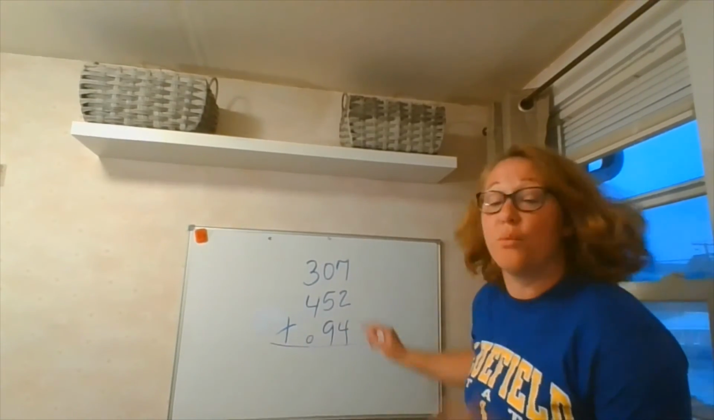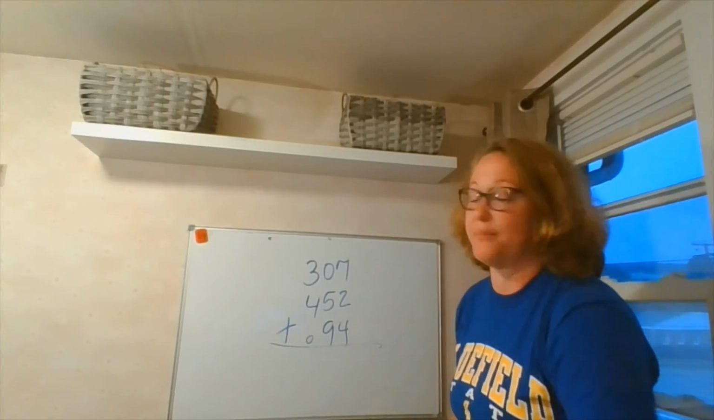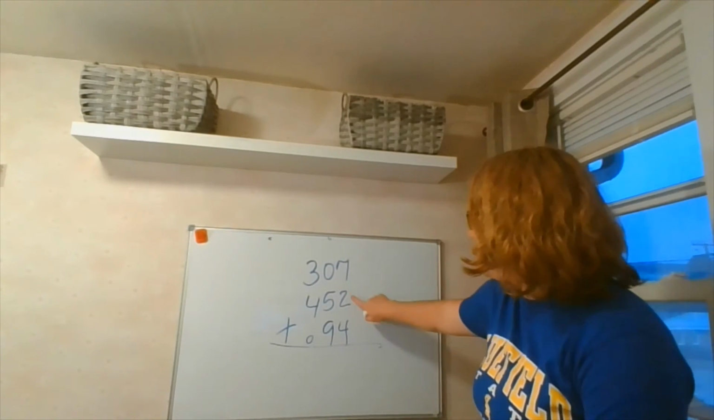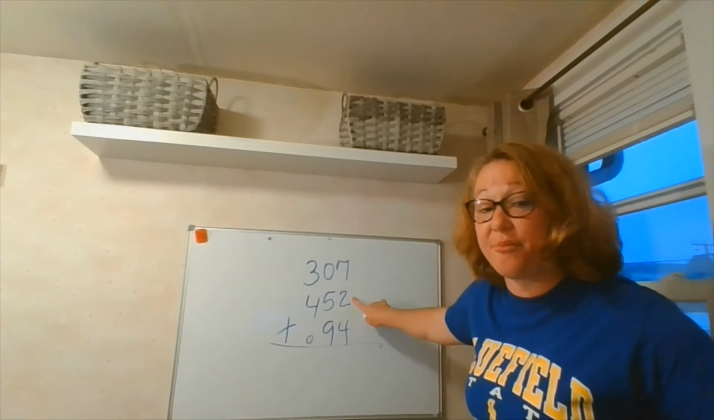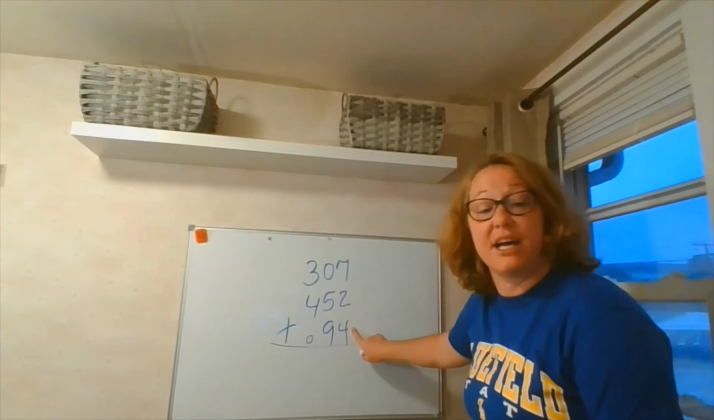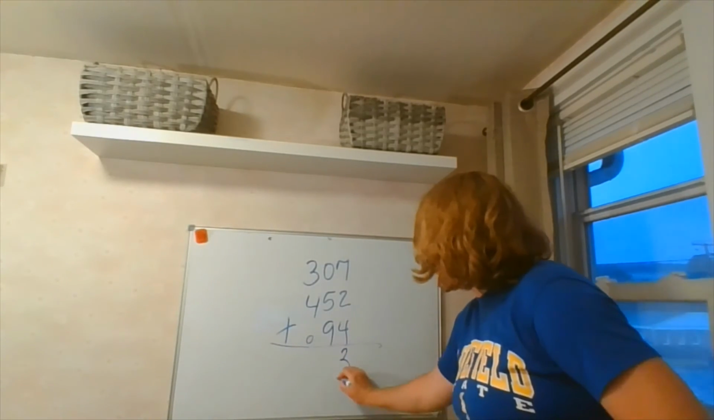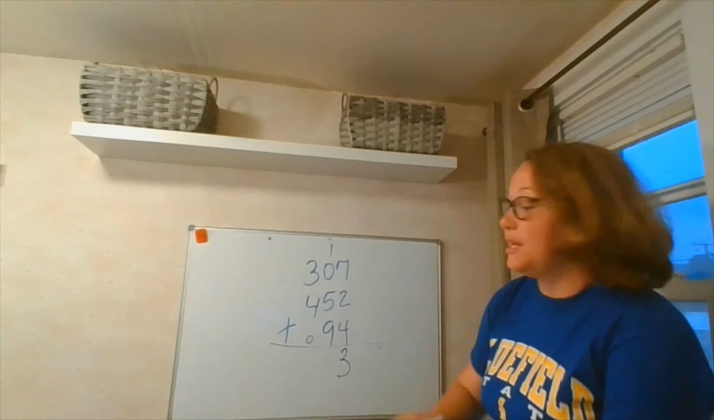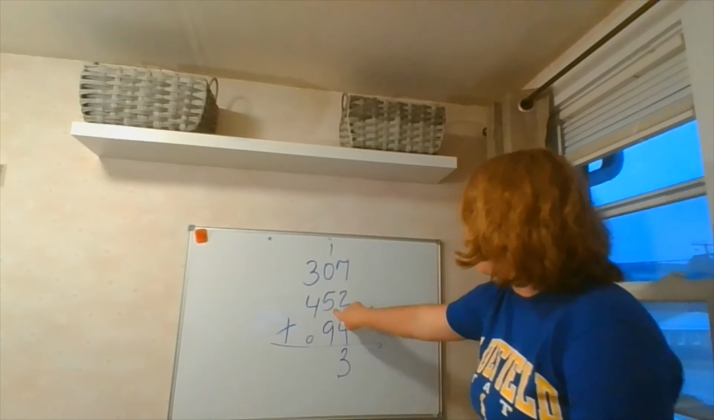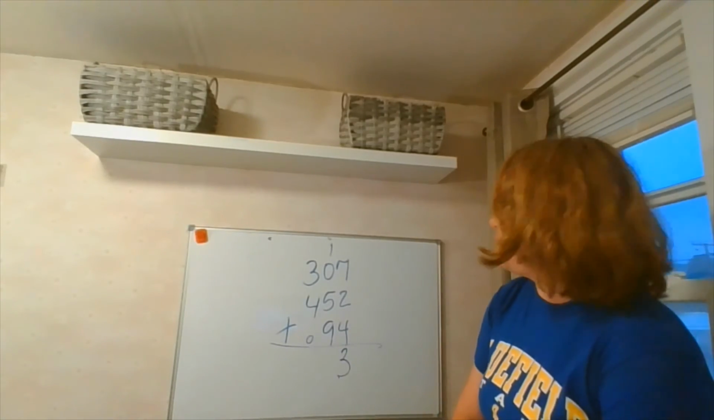All right, so let's do the ones column first. Again, we start with the ones column. This is why place value, got to remember that. All right, so we have 7 plus 2. Does anyone know what 7 plus 2 is? 9. 9 plus 4, what's 9 plus 4? 13. So put a 3 and carry the 1. Now we have 1 plus 0, which is 1, plus 5, which is 6, plus 9 gives me 15.